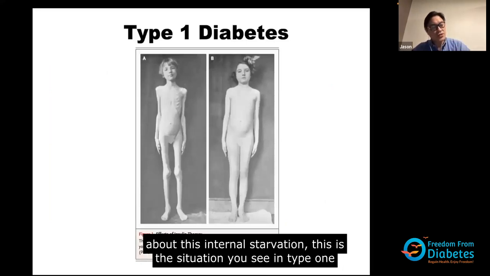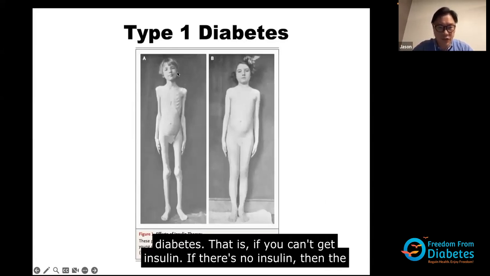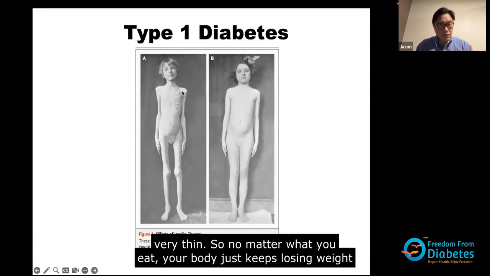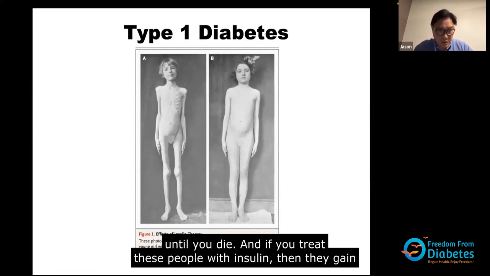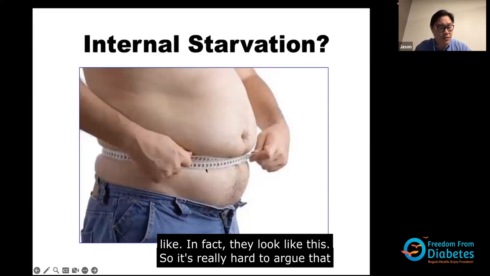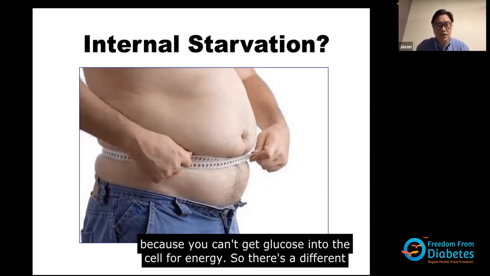If you think about this internal starvation, this is a situation you see in type 1 diabetes. That is, if there's no insulin, then the glucose cannot get into the cell, it is starving, so you get very, very thin. No matter what you eat, your body just keeps losing weight until you die. And if you treat these people with insulin, then they gain weight again. However, this is not what a type 2 diabetic person generally looks like. In fact, they look like this. So it's really hard to argue that this is a state of internal starvation, that their body is somehow undernourished because you can't get glucose into the cell for energy.